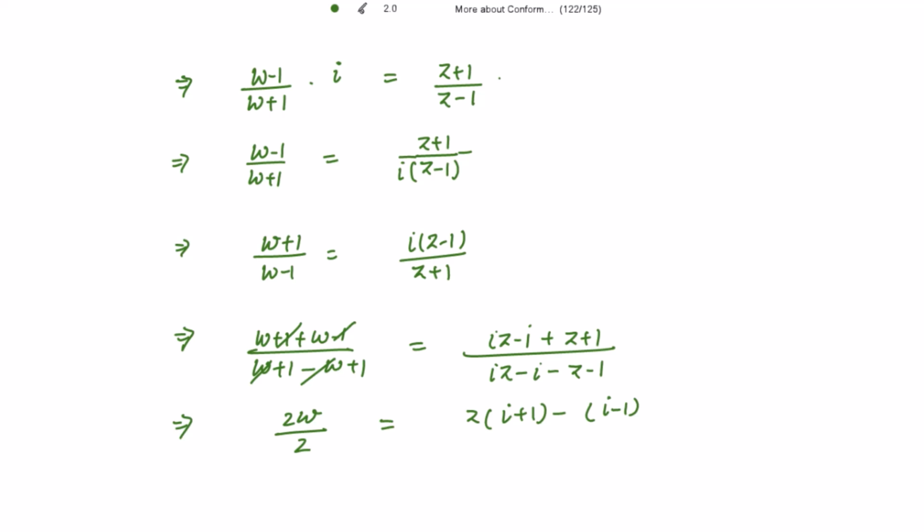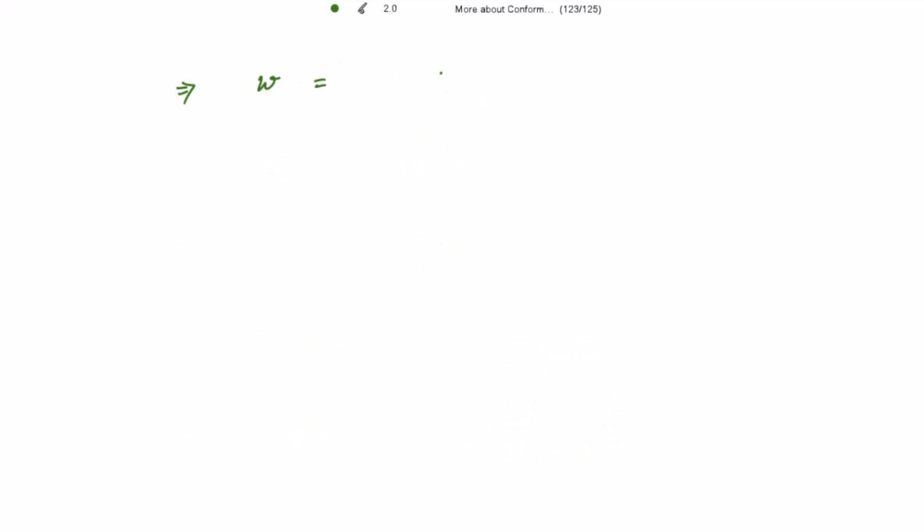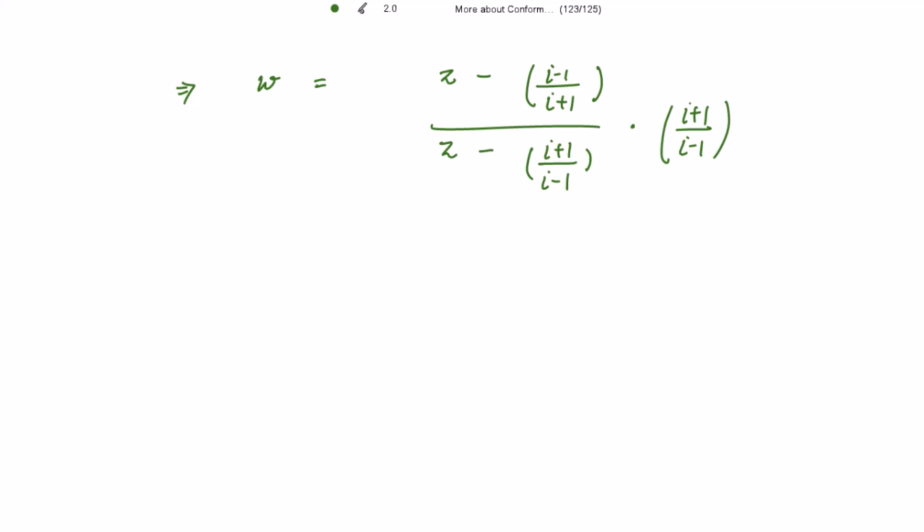Can I write like this? Yes? Okay. In the denominator again, take z common. So this is i - 1 and this becomes i + 1. Fine. So this 2 and 2 cancelled out. And also in the next step, I'm going to take this i + 1 common from the numerator and i - 1 common from the denominator, so that z remains alone. So w is equal to (z - (i - 1)/(i + 1)) in the numerator, and in the denominator (z - (i + 1)/(i - 1)). And also it is multiplied with, because we have taken i + 1 common from the numerator and i - 1 common from the denominator, so this is also multiplied with this.